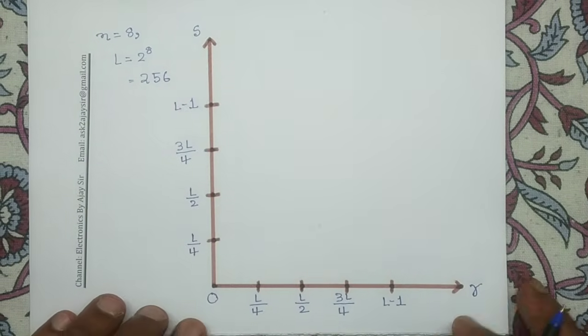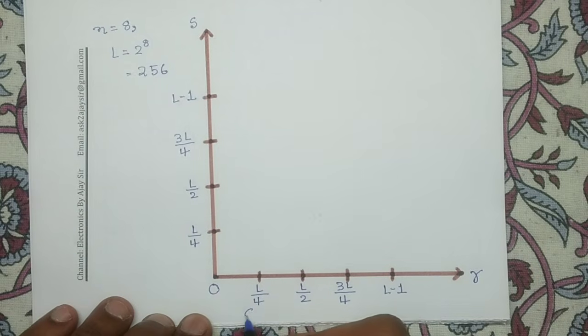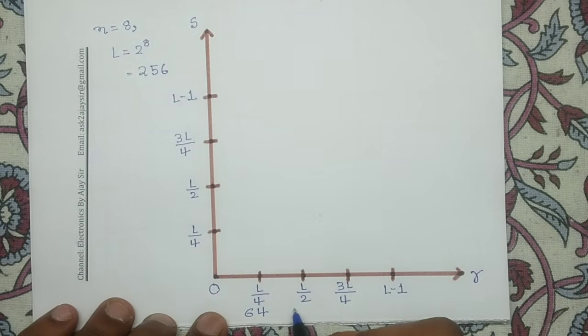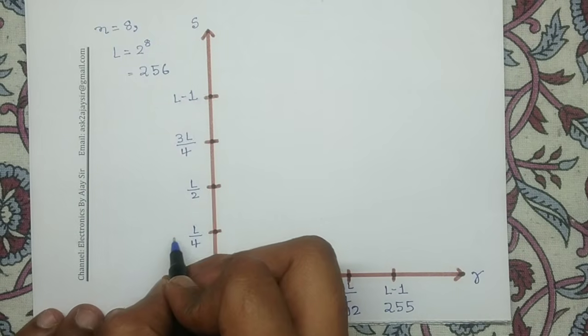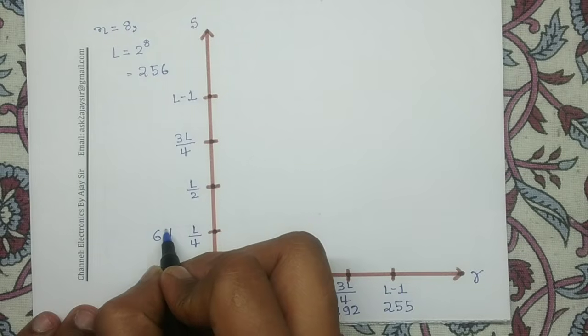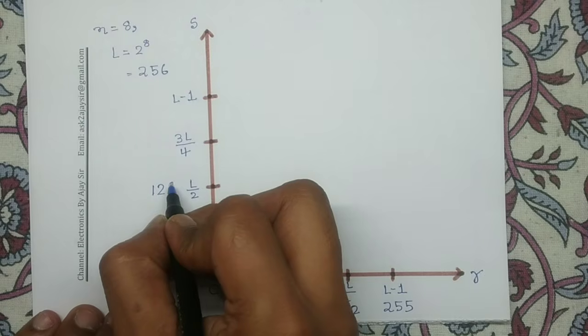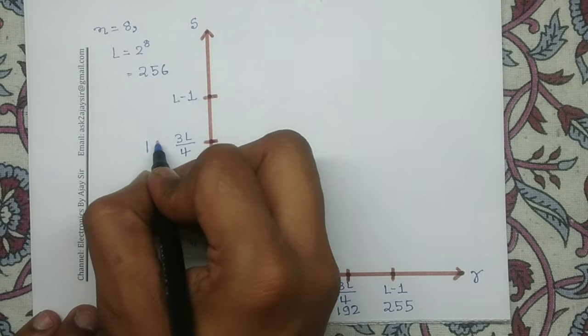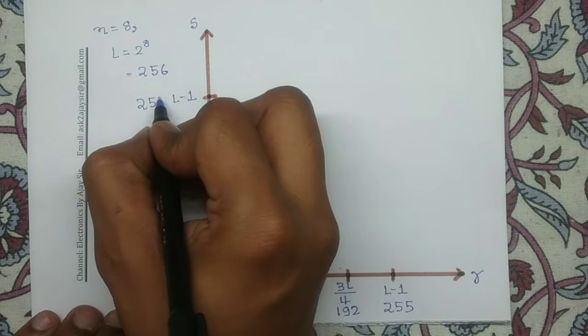So if L equals 256, L by 4 equals 64. L by 2 equals 128. 3L by 4 equals 192. And L minus 1 equals 255. Similarly, along the y-axis, L by 4 is 64. L by 2 is 128. 3L by 4 is 192. And L minus 1 is 255.